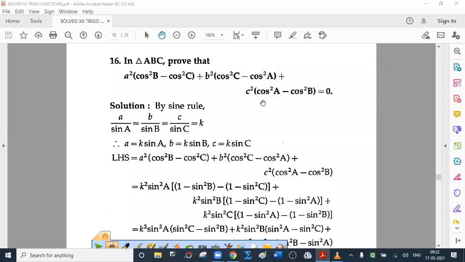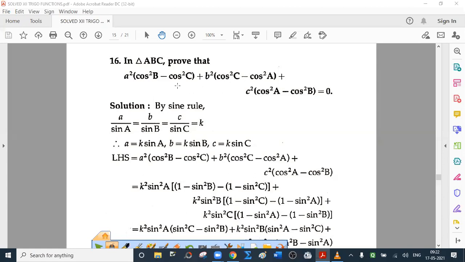Sum number 16. I'll explain the solution. You have to write it after the lecture. In triangle ABC, prove that a square into cos square B minus cos square C plus b square into cos square C minus cos square A plus c square into cos square A minus cos square B equal to 0.